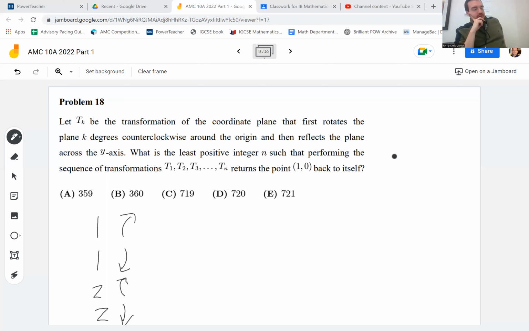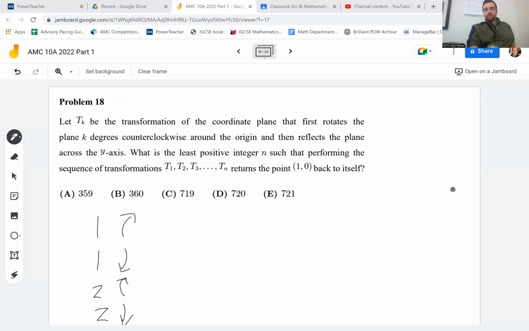The part that I didn't understand about this question was when they say rotating the plane, I assumed that meant rotating the coordinate plane. But you're not really rotating the coordinate plane, you're only rotating the plane that the point is on. So the coordinate axes are remaining where they are, you're just rotating the plane that has the point (1, 0). And you're just trying to find how many repetitions until you get it back to where it started. So you kind of just have to get an idea of what's going on here.